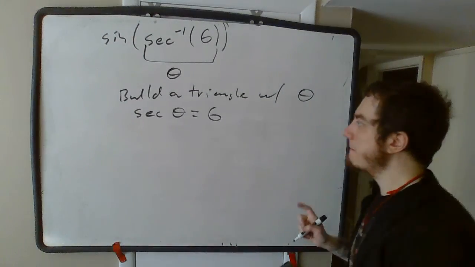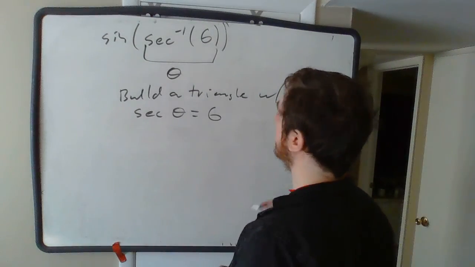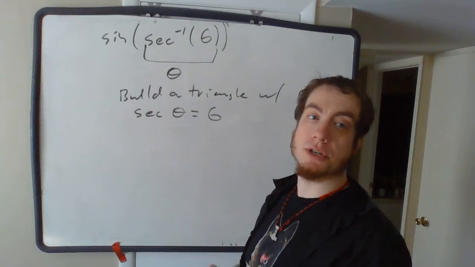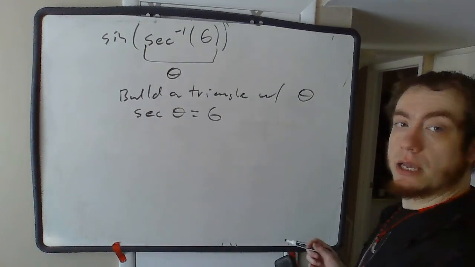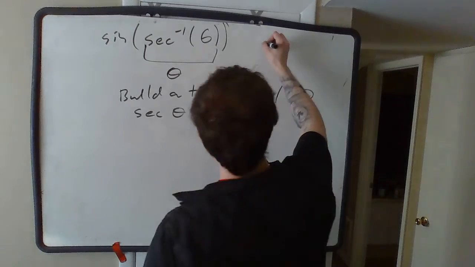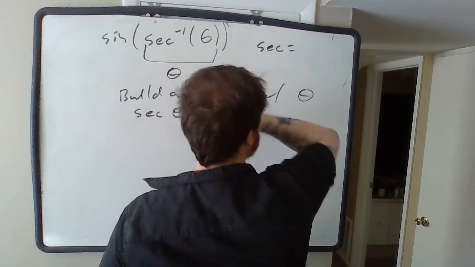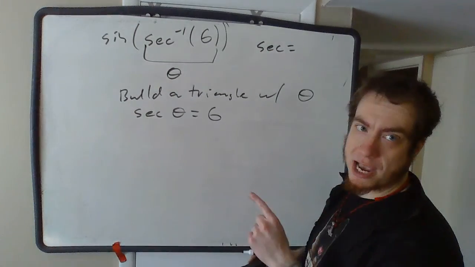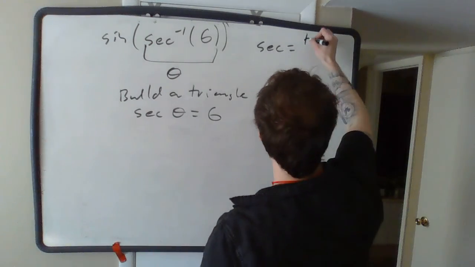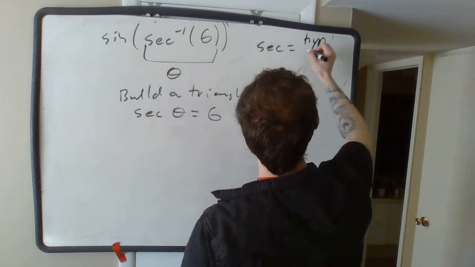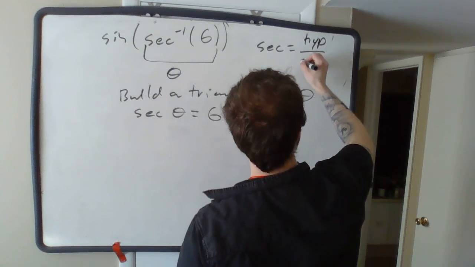Now, the thing is, what is secant? Well, secant is the reciprocal of cosine. But another way of thinking about that is this. We can say that the secant is equal to, cosine, remember, is adjacent over hypotenuse. So the reciprocal here would be hypotenuse divided by adjacent.